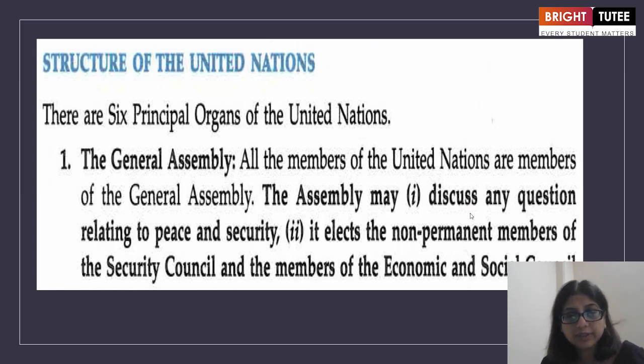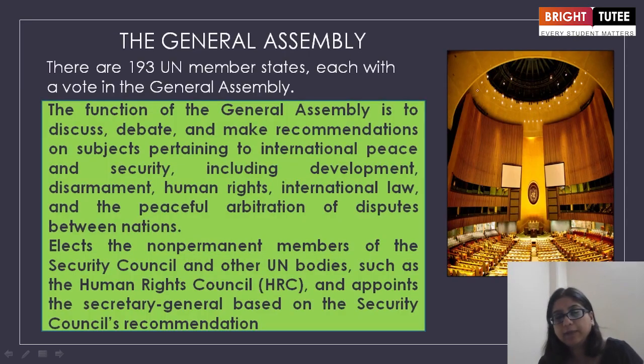Let's come back to the chapter as we were discussing, the six organs of the United Nations. The General Assembly: all the members of the United Nations are members of the General Assembly, and it is just like the Lok Sabha, when all the members sit together and discuss any questions relating to peace and security, and it elects the non-permanent members of the Security Council and the members of the Economic and Social Council. There are 193 UN member states, each with a vote in the General Assembly.